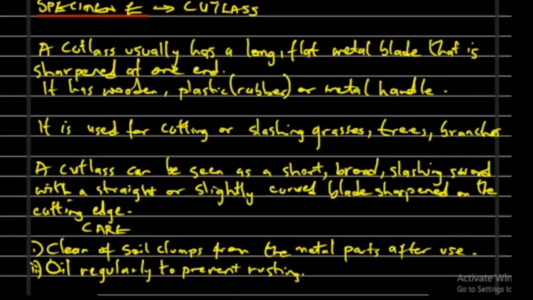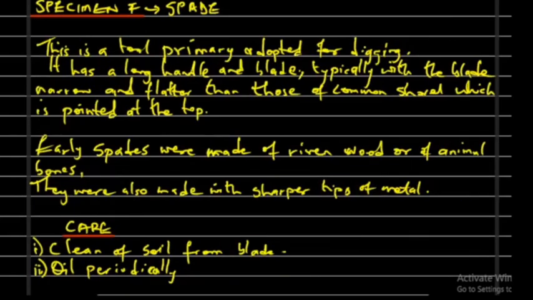And then we move over to the next specimen, which is specimen F, talking about the spade. Spade is another farming tool. This is a tool primarily adopted for digging. That is majorly what this particular tool is used for. It has a long handle and blade, typically with the blade narrower and flatter than those of common shovels, which is pointed at the top. The blade of the shovel is usually pointed.